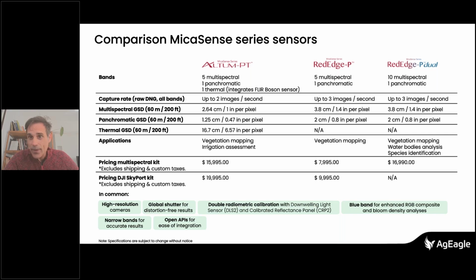Okay, so next question. We are interested in our department in acquiring one of your cameras, MicaSense RedEdge-P, for biodiversity studies and plant functionality studies. Do you recommend this model or another MicaSense one?